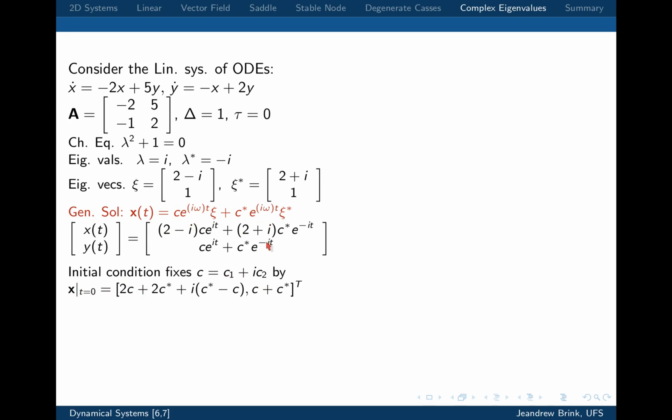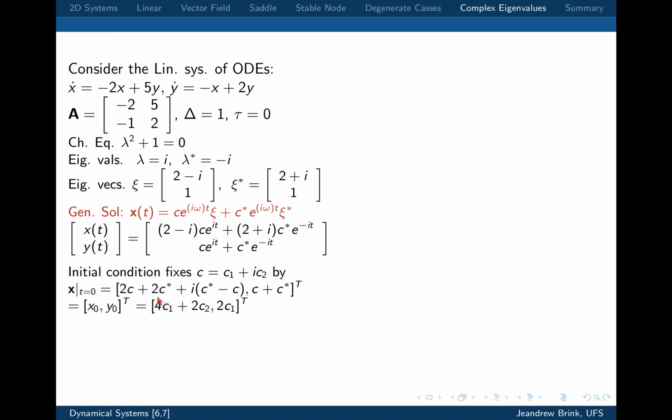So I simply replace t equals 0 in here, and I then write down the expressions for the x term up at the top, which I've given there, and the y term at the bottom. So I now know that y0 is just c plus c star, which is basically 2c1. So I have that y0 is equal to 2c1.